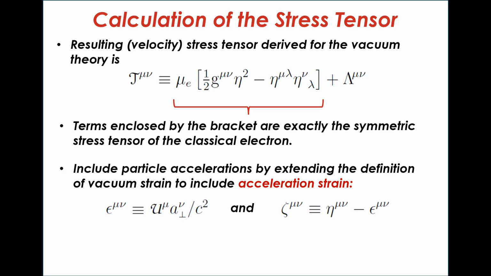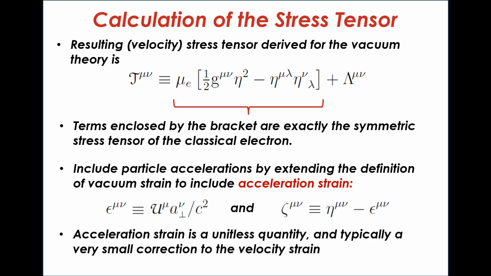Like the velocity strain, the acceleration strain is a unitless quantity and is generally a very small correction to the velocity strain. This qualifies the acceleration strain as a perturbation to the velocity theory. We are now in a position to calculate the most general form of the stress tensor for the classical electron.